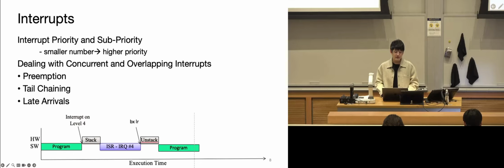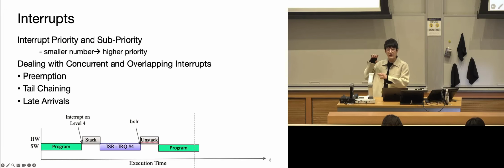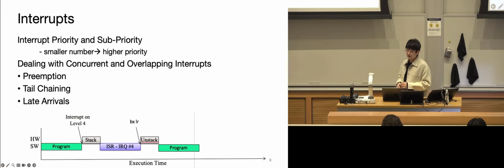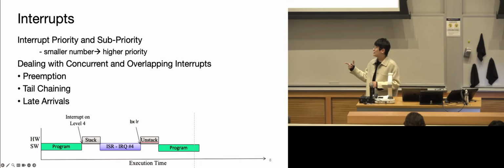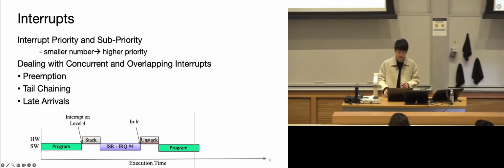And this deals with concurrent interrupts, if you have multiple waiting in line, but it can also deal with overlapping interrupts, meaning you have an interrupt that's currently executing. If a higher priority interrupt comes in, you could preempt that existing interrupt, execute the higher priority interrupt first, and then go back. The three cases we talked about are preemption, tail chaining, and late arrivals.